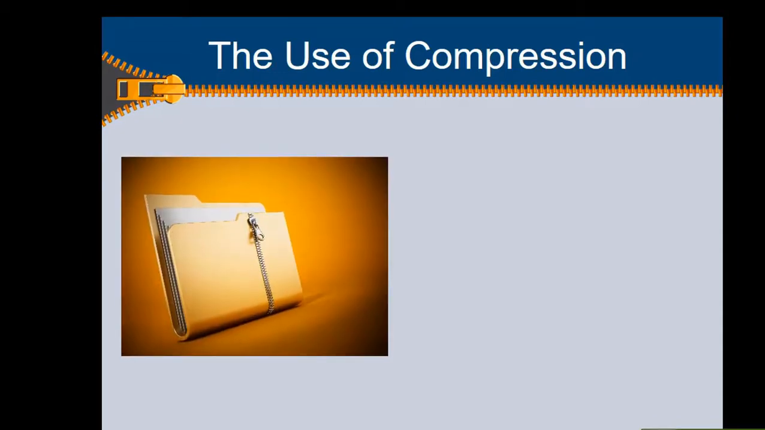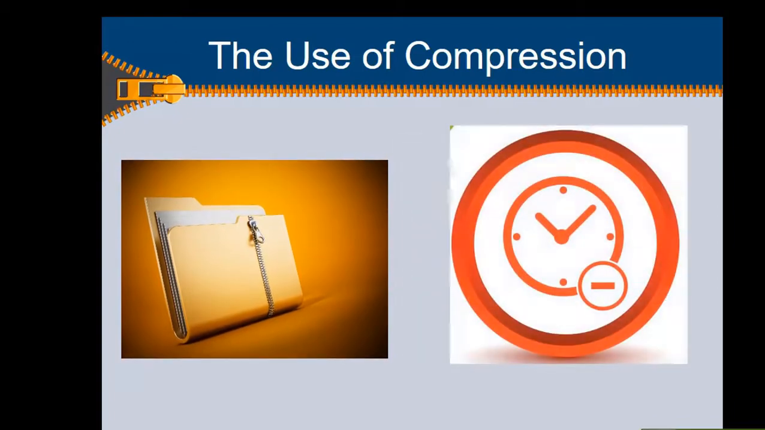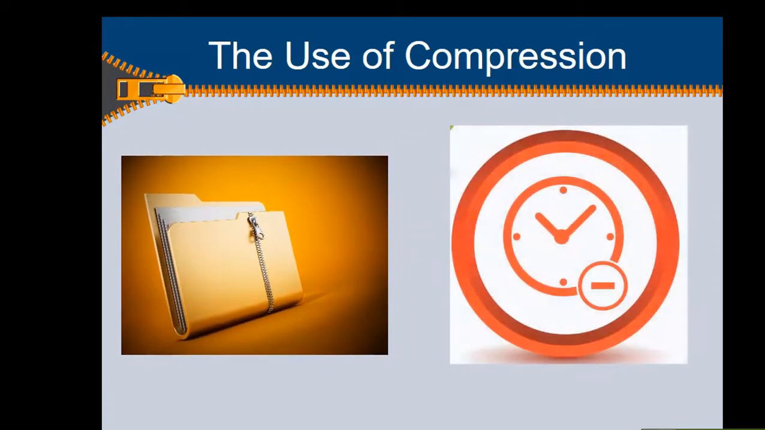One way of speeding up the rate at which files can be transmitted across the internet is to compress them to make them smaller. A smaller file size takes less time to transmit over a network.